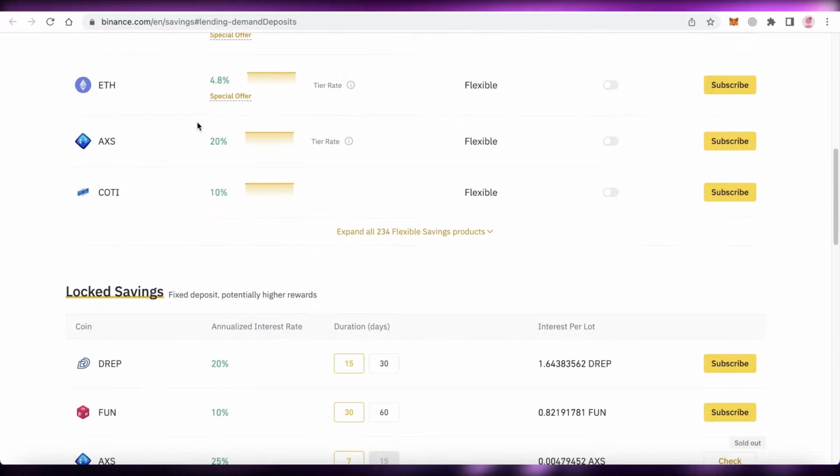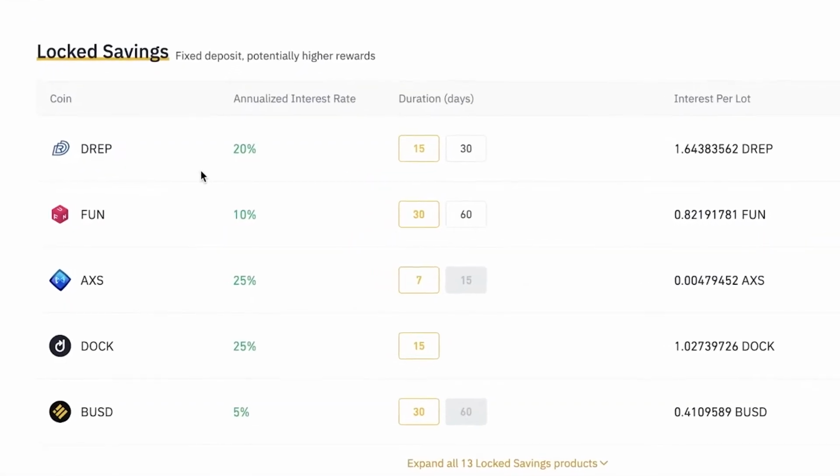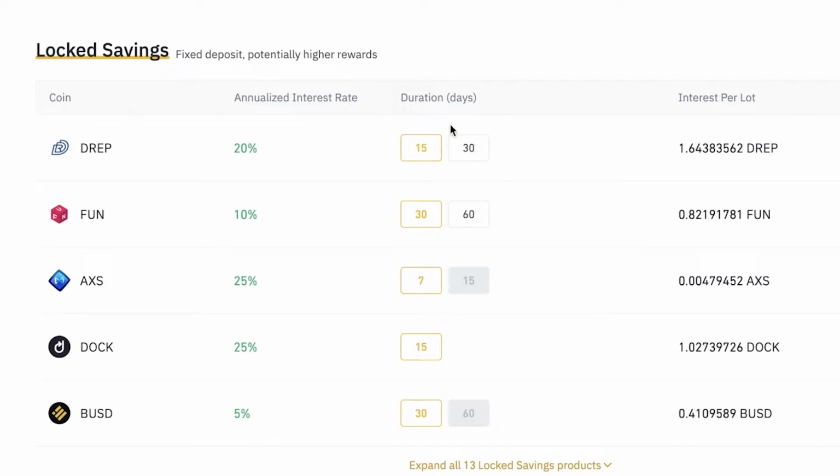Now, the next type of savings you have are locked savings, where you have a fixed deposit. Let's say in the fixed deposit savings, I go ahead and subscribe to this. I have the interest, I have a duration, and they have a 30 or 15-day duration that I can choose. For those 30 or 15 days, whatever is the minimum deposit, I have to keep that in my account. Once I submit that, I will not be able to withdraw it before those 15 to 30 days.